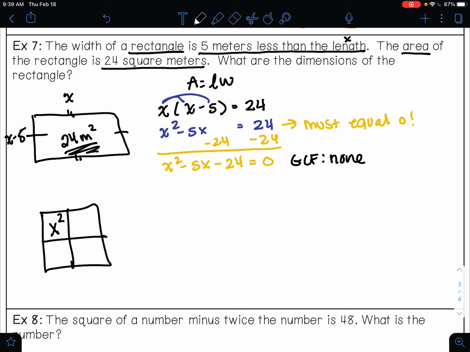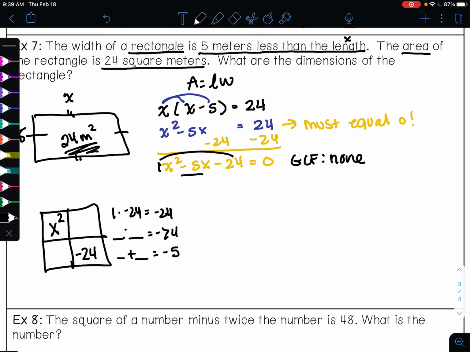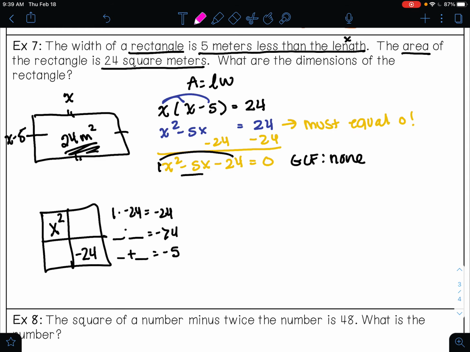First term goes in the first box, last term goes in the last box. You always need to multiply your first number by your last number. 1 times negative 24 is negative 24. So I'm looking for factors of negative 24 that add to my middle number of negative 5. And those two numbers are negative 8 and 3.